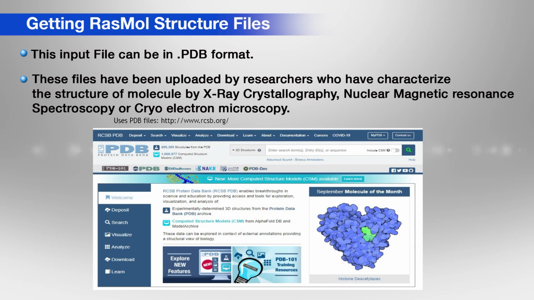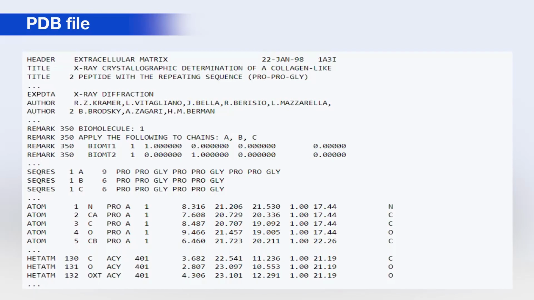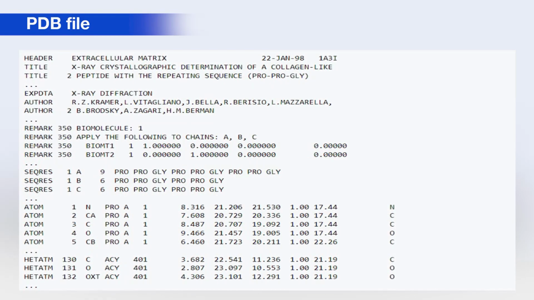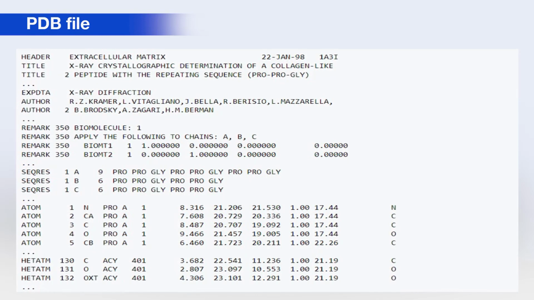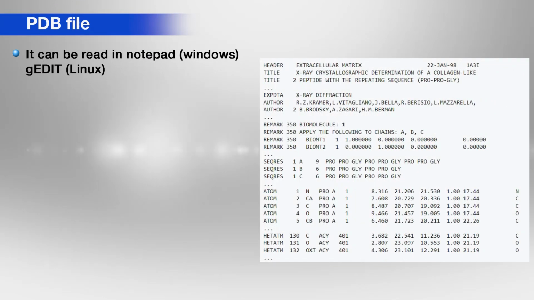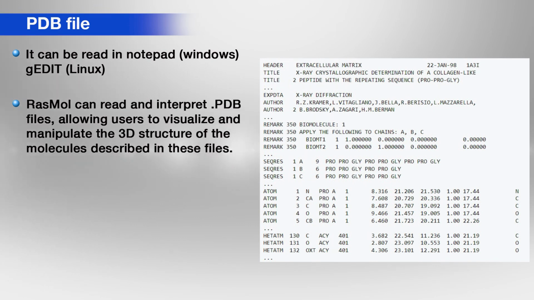These files have been uploaded by researchers who have characterized the structure of the molecule by X-ray crystallography, nuclear magnetic resonance spectroscopy or cryo-electron microscopy. The PDB file format is a textual file format describing the three-dimensional structure of molecules held in the Protein Data Bank. It can be read in Notepad in case of a Windows system, gedit in case of Linux. RASMOL can read and interpret a .pdb file, allowing the user to visualize and manipulate the 3D structure of the molecule described in this file.